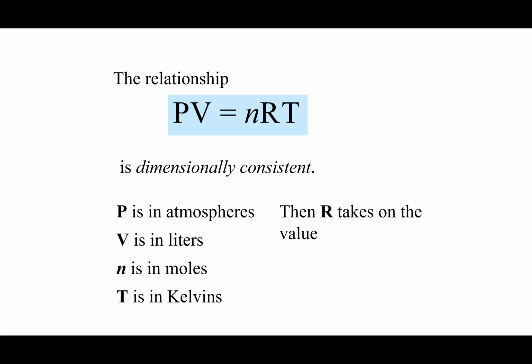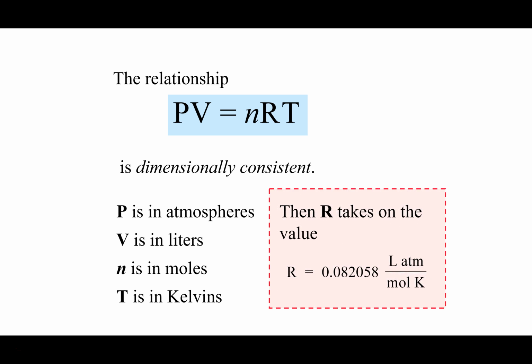In all of that mess, we come up with set units for R. And the value for R that we're going to use is going to be 0.082058. Units are liters atmospheres. It has 2 units in the numerator and 2 units in the denominator. Moles Kelvin in the denominator.